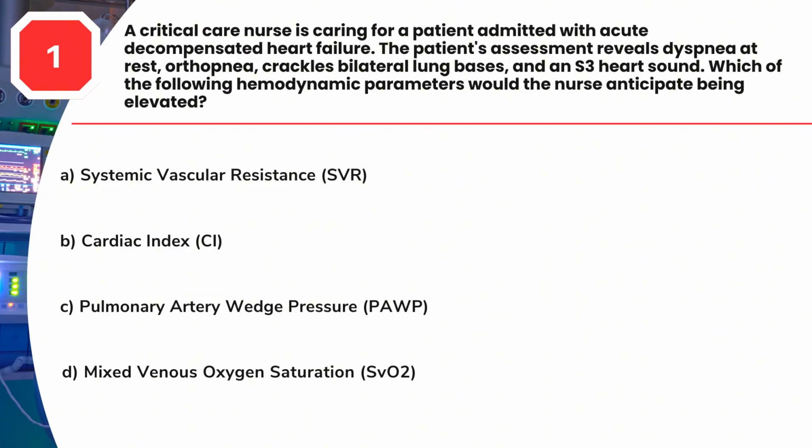A. Systemic vascular resistance, SVR. B. Cardiac index, CI. C. Pulmonary artery wedge pressure, PAWP. D. Mixed venous oxygen saturation, SvO2.